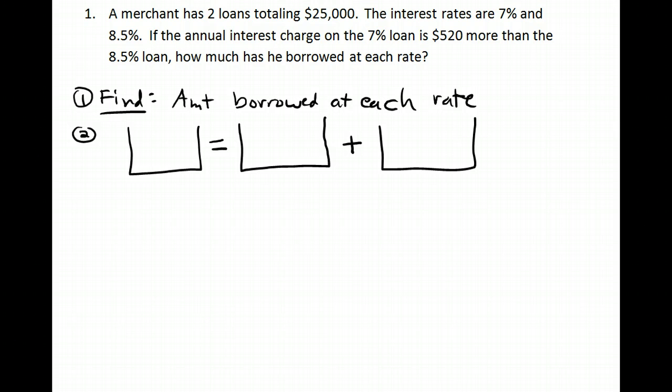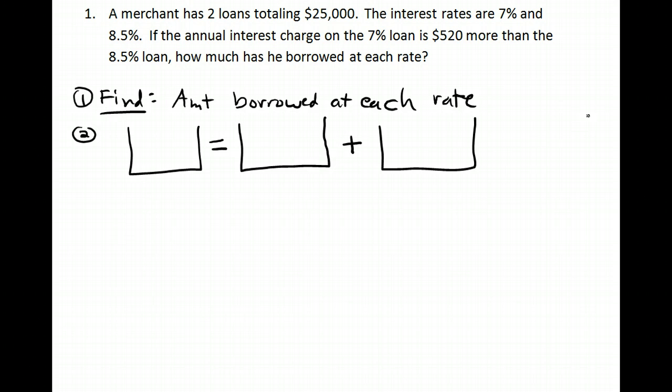Let's look at this first problem. A merchant has 2 loans totaling $25,000. The interest rates are 7% and 8.5%. If the annual interest charge on the 7% loan is $520 more than the 8.5% loan, how much has he borrowed at each rate?